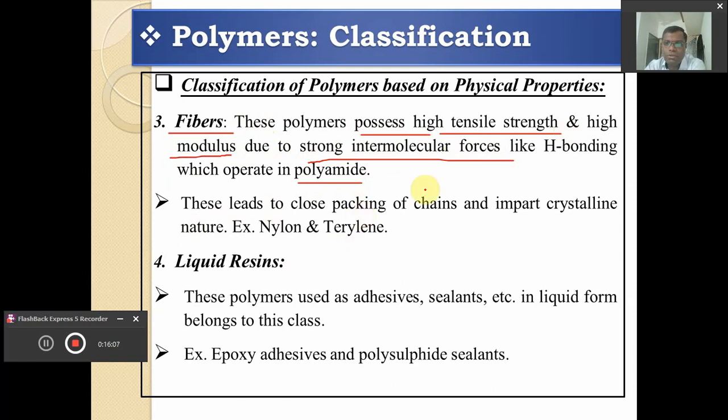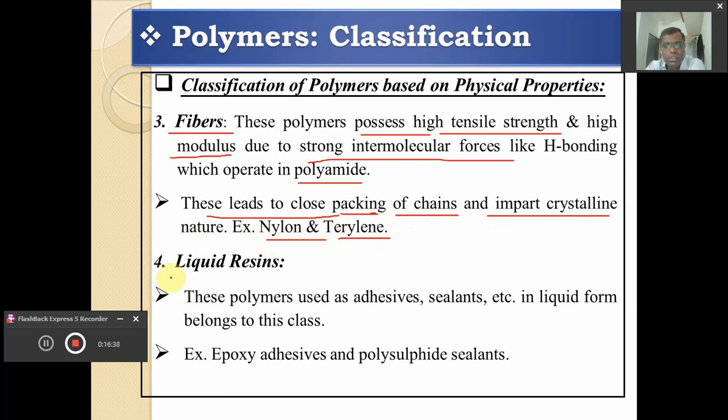Because of the hydrogen bonding, these fibers show strong intermolecular forces of attraction. This leads to close packing, and as these polymers have strong intermolecular forces, they show close packing of chains and impart the crystalline nature. The examples of these fiber polymers are nylon and terylene.